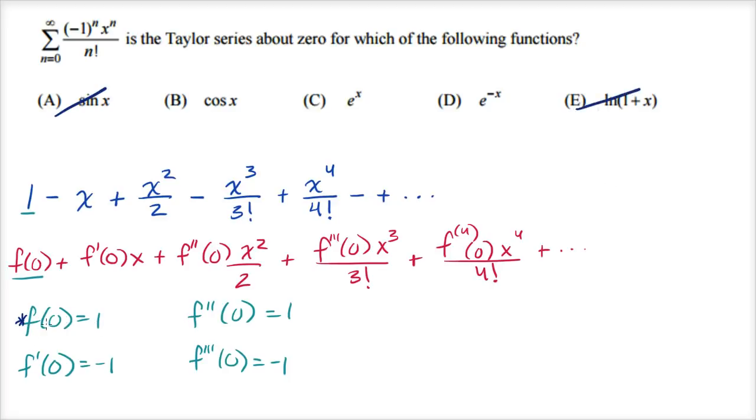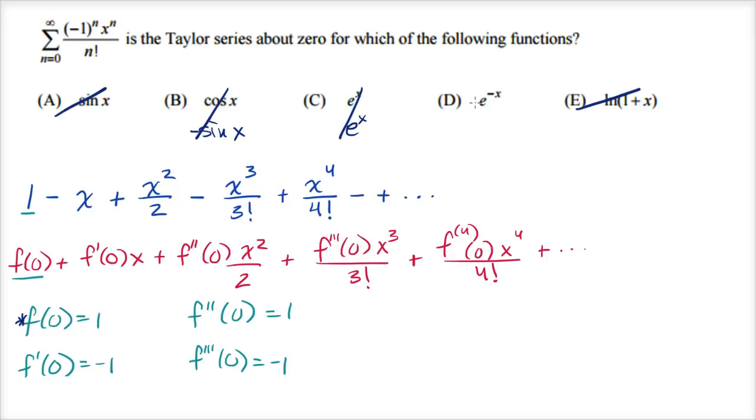So just from that first constraint, knowing that f of 0 is equal to 1, we're able to rule out 2 of the choices. Then, knowing that the first derivative evaluated at 0 is going to be negative 1, what's the first derivative of cosine of x? It's negative sine of x. If we evaluate that at 0, we're not going to get negative 1. We're going to get 0. So we can rule this out. Now, the first derivative of e to the x is e to the x. If we evaluate that at 0, we're going to get 1, not negative 1. So we can rule that out.